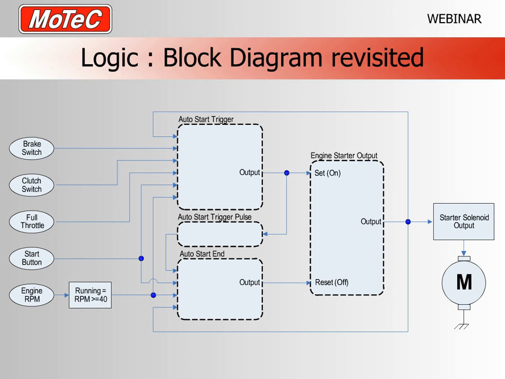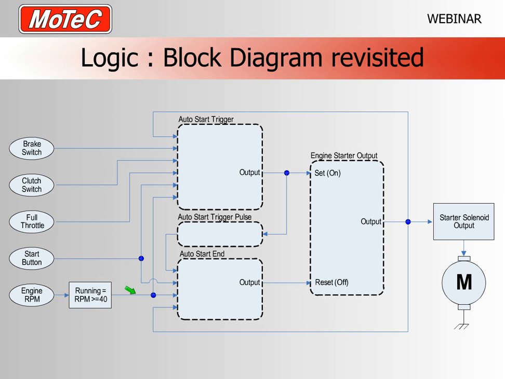Okay, let's just finally have a quick look back at our block diagram. It's worth just reminding ourselves of what it's doing. So the input triggers here all come from all 5 of these input channels. The trigger pulse is our 5-second pulse, which will stop the engine cranking if it hasn't started within 5 seconds. And our end function here works on either the engine running, which is this signal here, engine output.